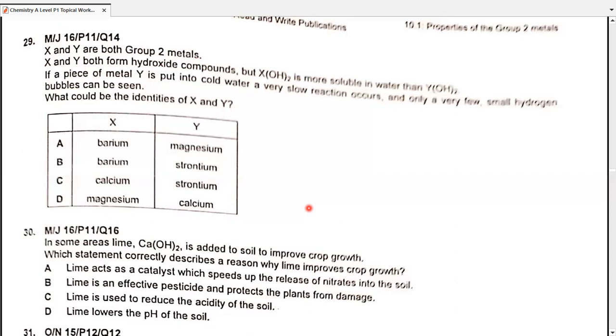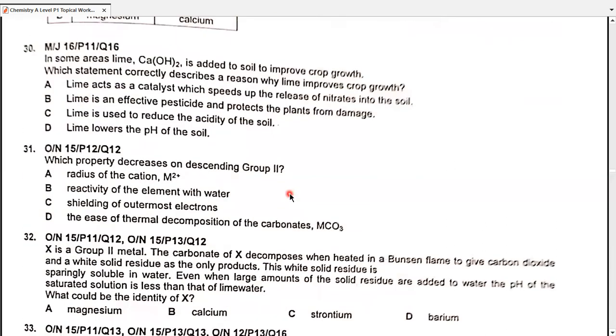Next. In some areas, lime is added to soil to improve crop growth. Too easy, right? Okay, let's skip 30. Let's look at 31. Although that's easy, we should practice 31. Go ahead.